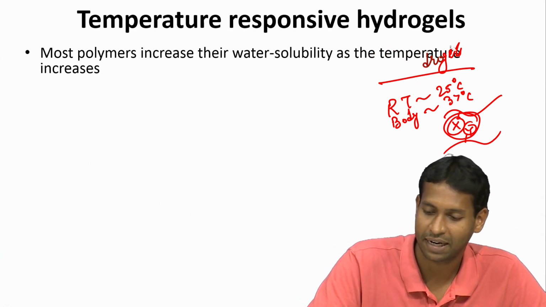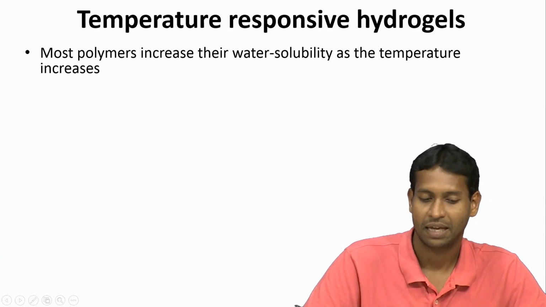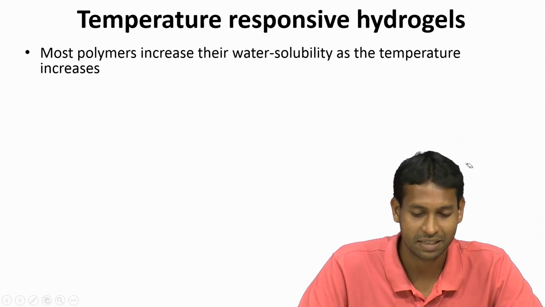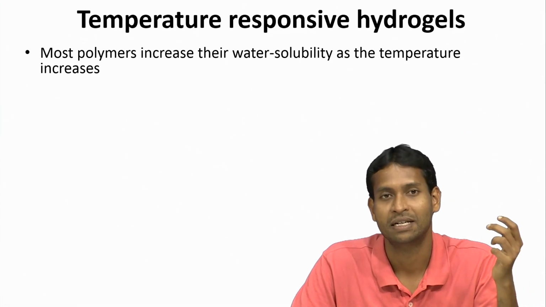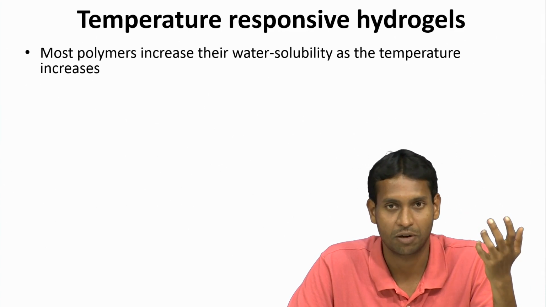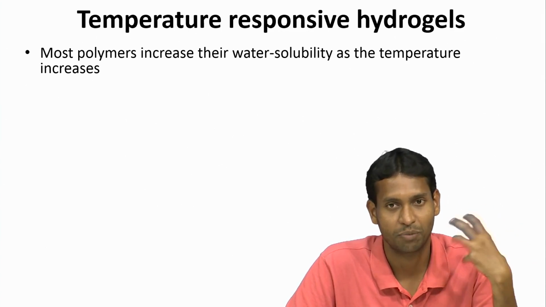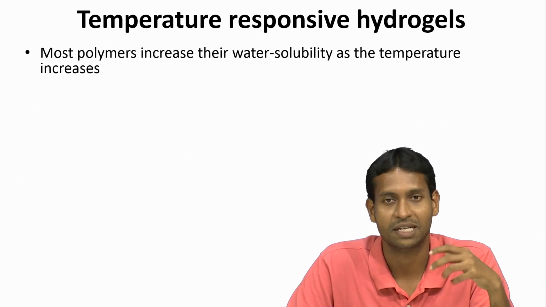But we will look at another property that is used in the literature, and before we go into that I will just give you a brief overview. So, most polymers will actually increase their water solubility as the temperature increases. That is fairly obvious, right? If you heat something up, it tends to become more soluble, you give it more energy, it tends to interact more with the surrounding.